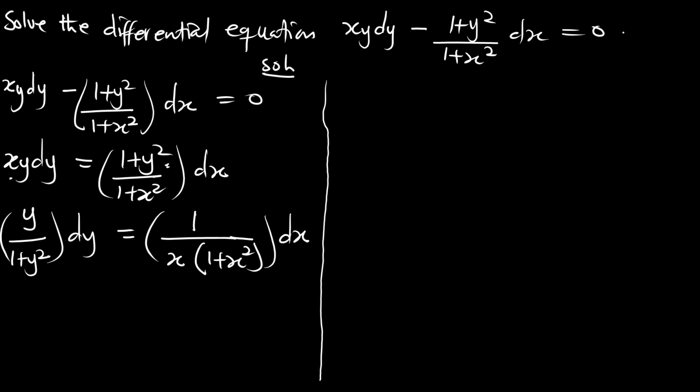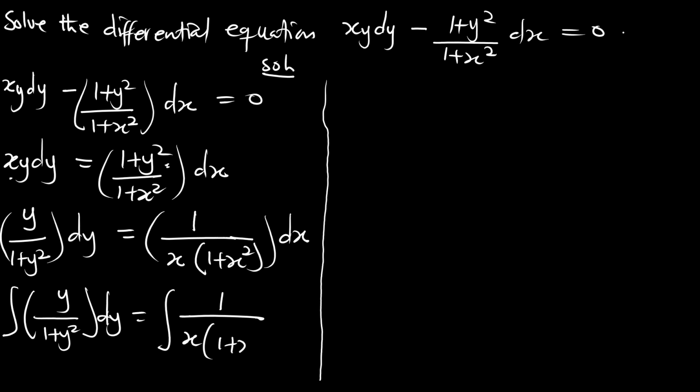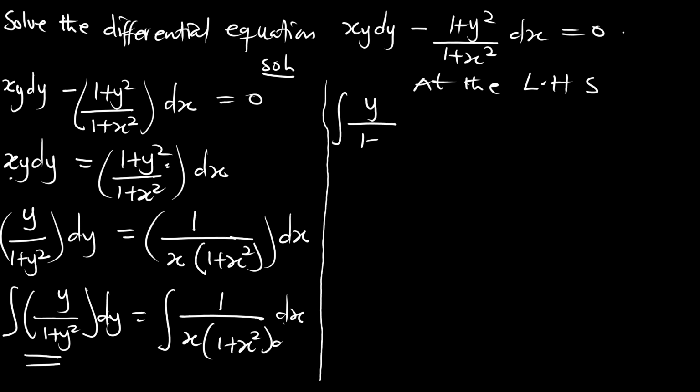I'm going to apply my integration to y on 1 plus y squared and also apply integration to 1 on x(1 plus x squared) dx. So let's take them one by one. I would like to take the integration on the left hand side. So here at the left hand side, I'm getting my integration to be the integral of y on 1 plus y squared dy. So I'm going to integrate this.